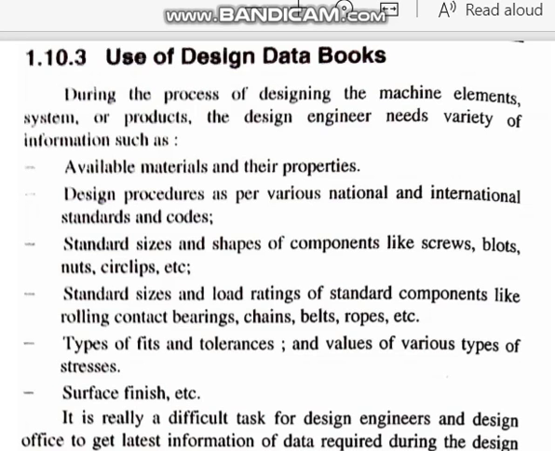Dear students, welcome to another lecture on elements of machine design. Today let us discuss the use of design data books.